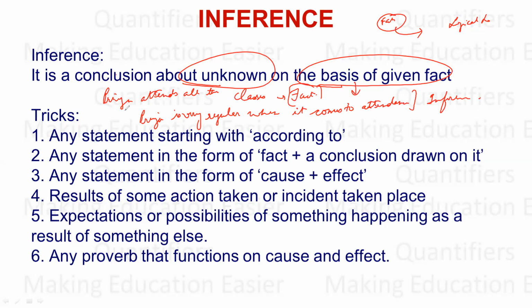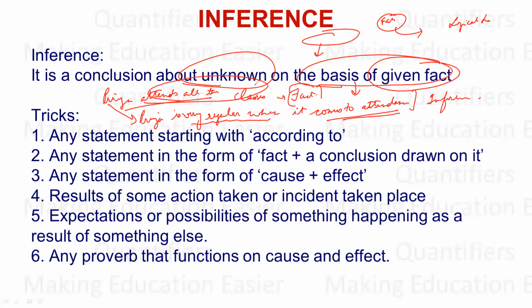So Priya attends all classes is a fact which is open to verification. This is something that you have heard, read, or seen, or somebody is telling you. It can be verified. Now, from the fact you derive something which is unknown. Priya is very regular. How can you derive that? Because she attends all the classes, so she is very regular when it comes to attendance. This becomes your inference. So in very simple words, an inference is a conclusion about the unknown on the basis of a given fact. There is some fact given to you on the basis of which you logically derive something, and that becomes your inference.